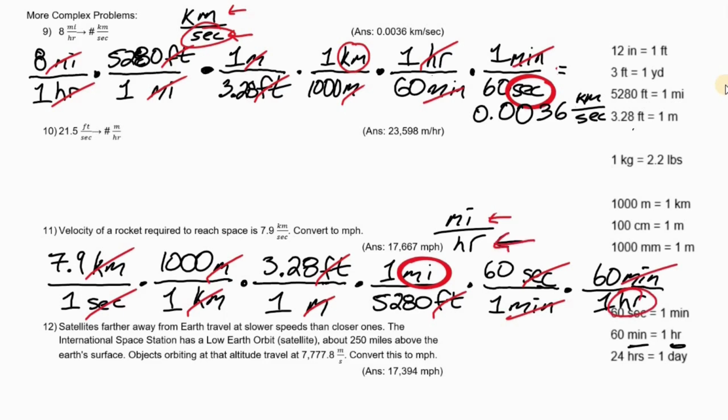And if you look on the top, in all the numerators, we have our miles, and in all the denominator units, we have our hours, indicating to us that we completed this problem. Once we plug this into the calculator, we should be able to get this answer right here.